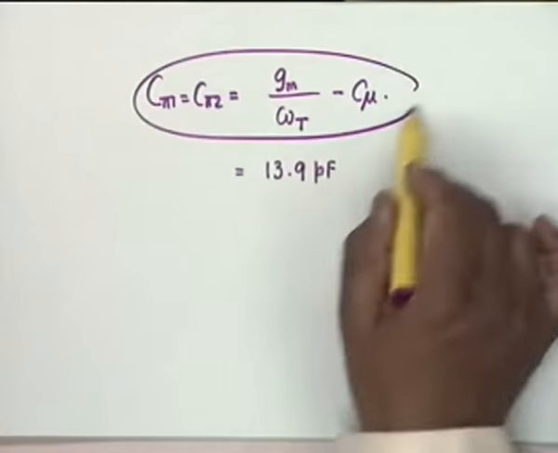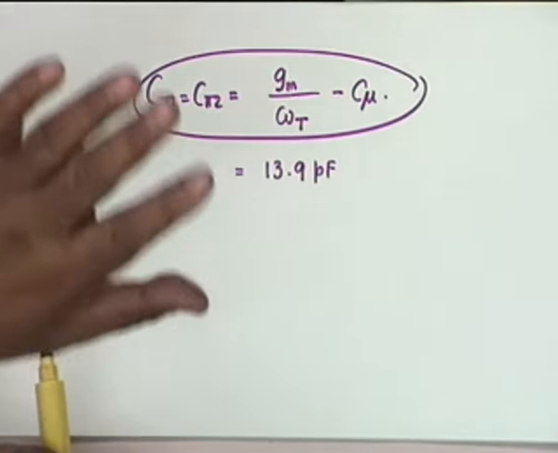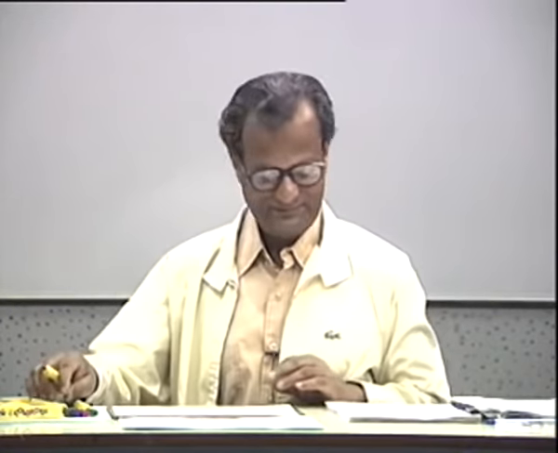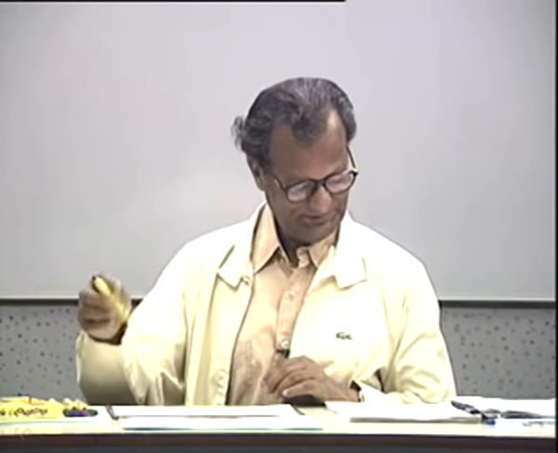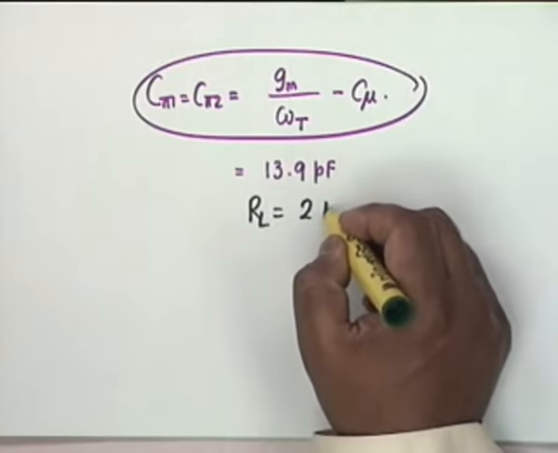You recall this formula. Many a time C pi shall not be given. What will be given is FT, but C mu is required. If C mu is not given, what will you do? Ignore it. If it is not given, assume it to be 0. Good strategy. In addition, what else do you need? You need an RL. RL is given as 2K.